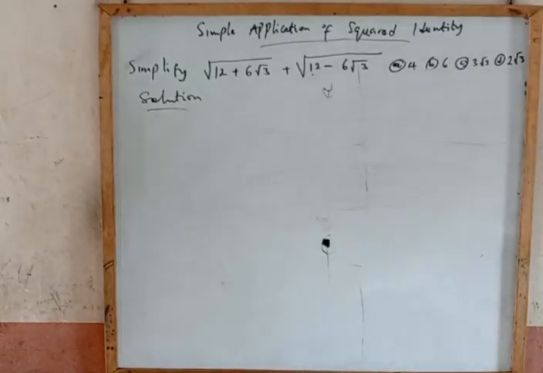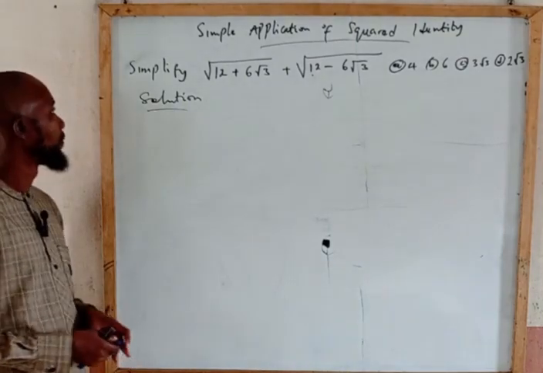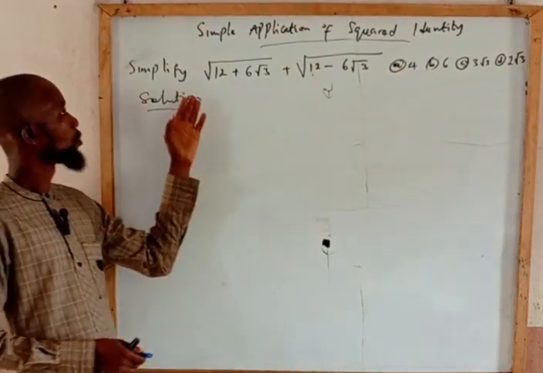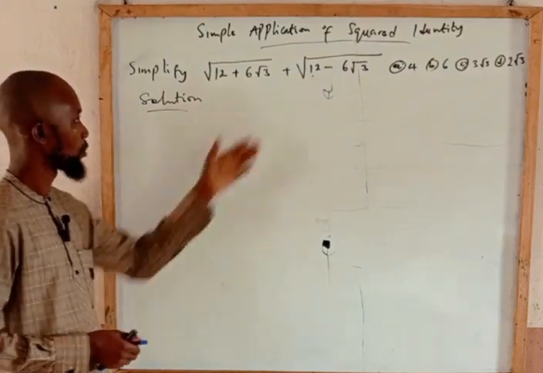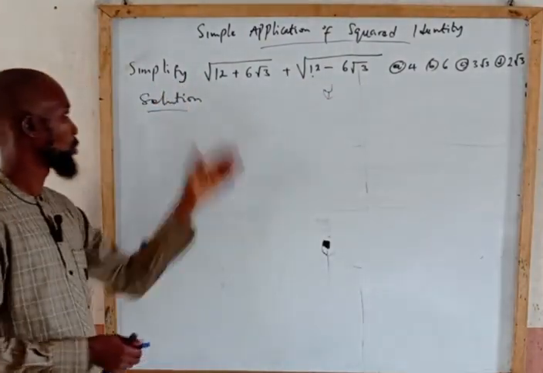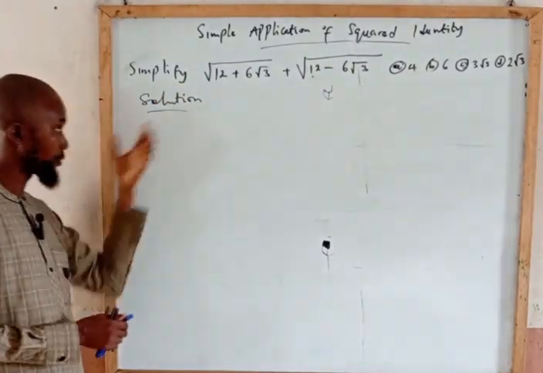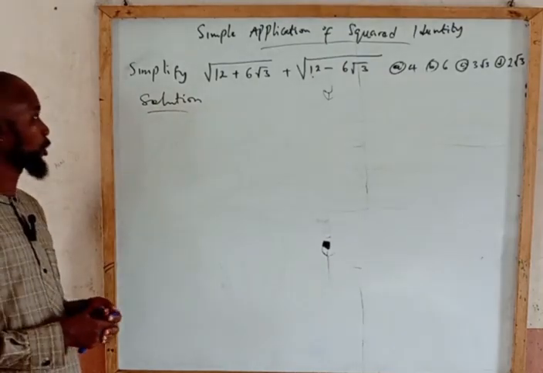Good day, everyone. So we have this simple question to solve. It reads: root 12 plus 6 root 3 plus root 12 minus 6 root 3. Which of these options is the correct solution to the question which we have here? So to solve this, here is my solution.